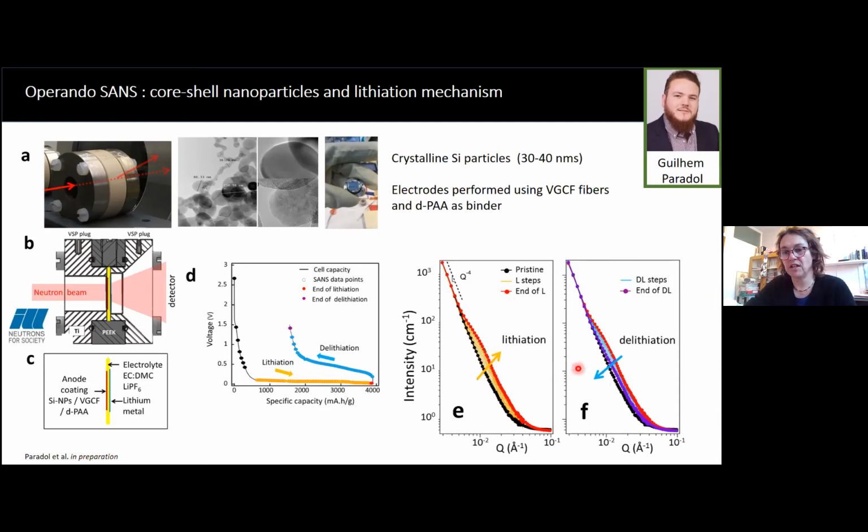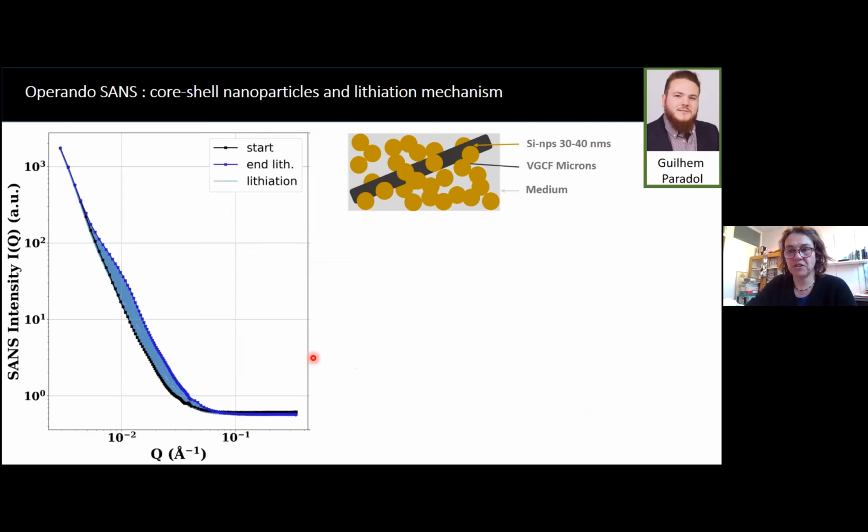And when we delithiate, we go back, but not to the initial state, because of the irreversibility that I mentioned earlier. So what we want to do is analyze this data quantitatively.